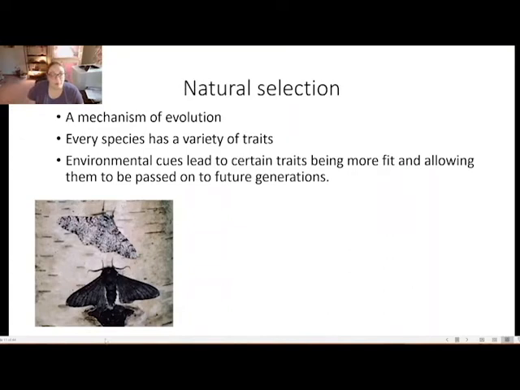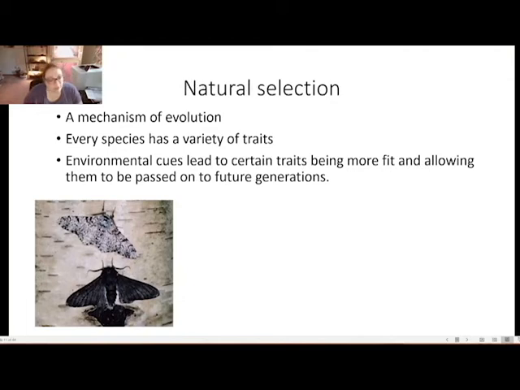During the Industrial Revolution, scientists started noticing that the black individuals were becoming more and more common, to the point where they made up about 98% of some populations of these moths. They were more common than the white moths. Almost the only moth around was the black individuals.